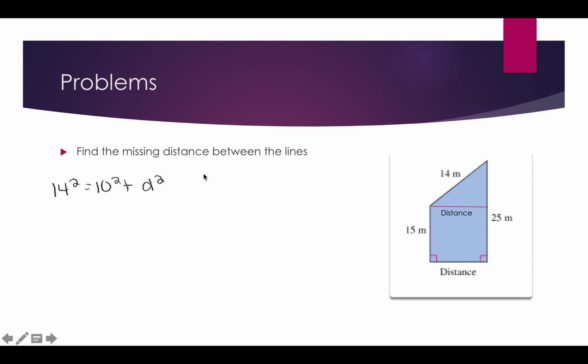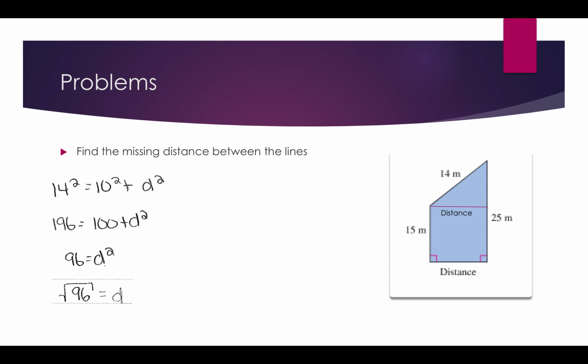I'm going to square those. So doing some calculations, 14 squared is 196. 10 squared is 100. I'm going to subtract 100 from both sides to get d squared is equal to 96. Now, I don't need d squared, I need d. So the opposite of a square is a square root. So I'm going to take the square root of both sides. Now, I cannot leave my answer like that. I need to reduce my square root.